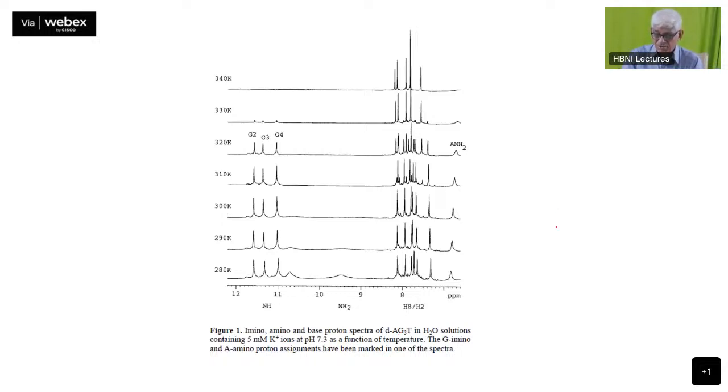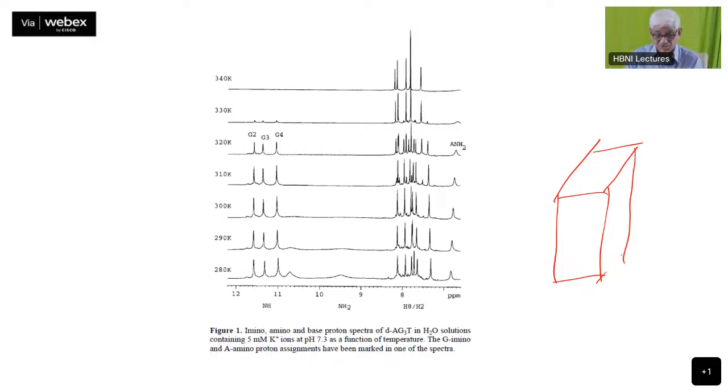So therefore, if I have a structure formed like that, which is the quadruplex, let us say, all three G's are different, but all the four strands are equivalent. Then you have three G peaks coming here, and G2, G3, G4, those ones are identified.